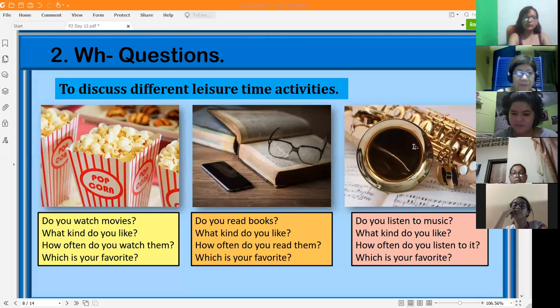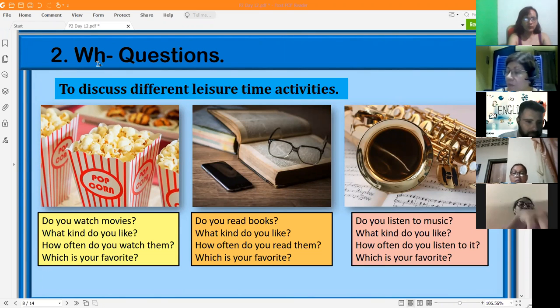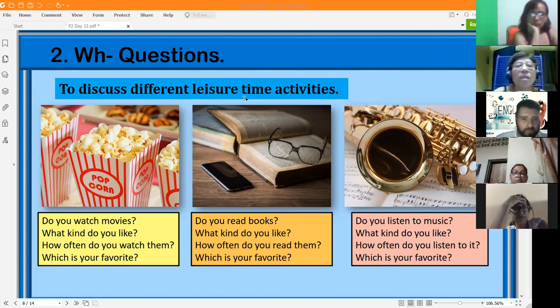Exercise two. WH questions. Teacher, what is WH? WH is when, where, what, who, how, etc. Why? Now, the purpose is to discuss different leisure time activities. Teacher, what is leisure? Free time, right? These are free time activities, like hobbies, just to kill time, okay?